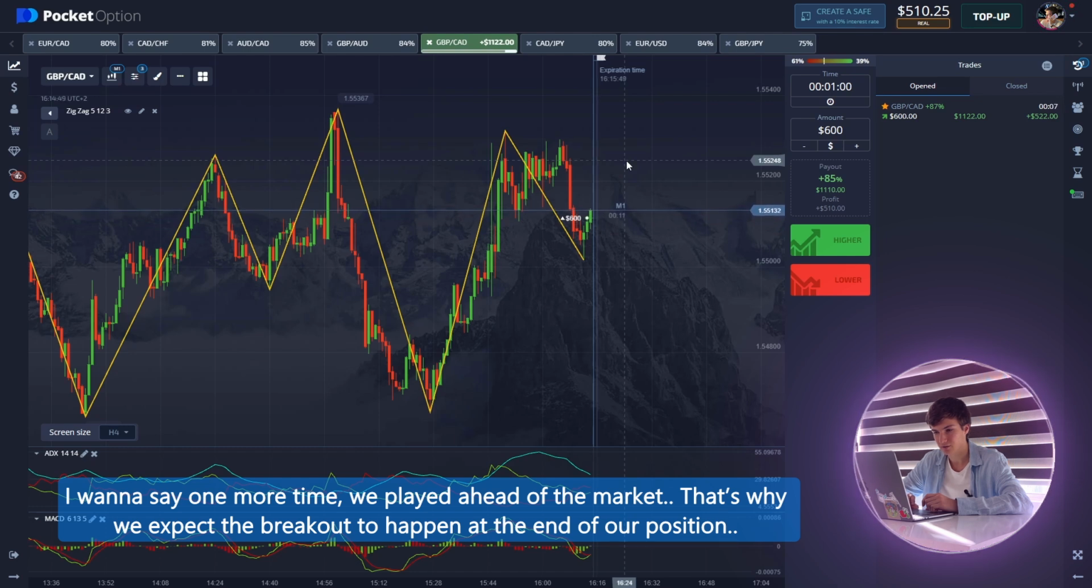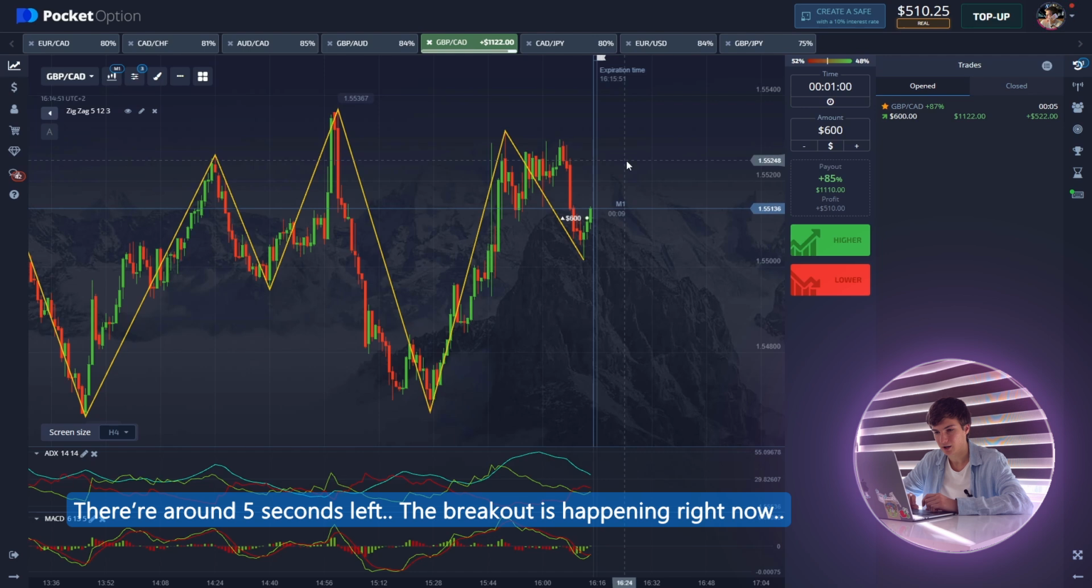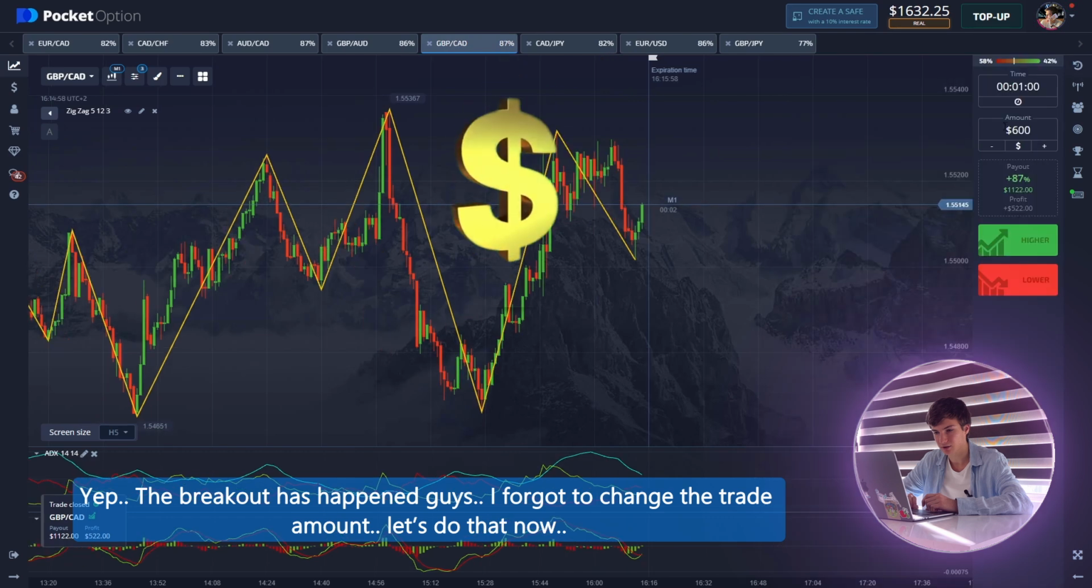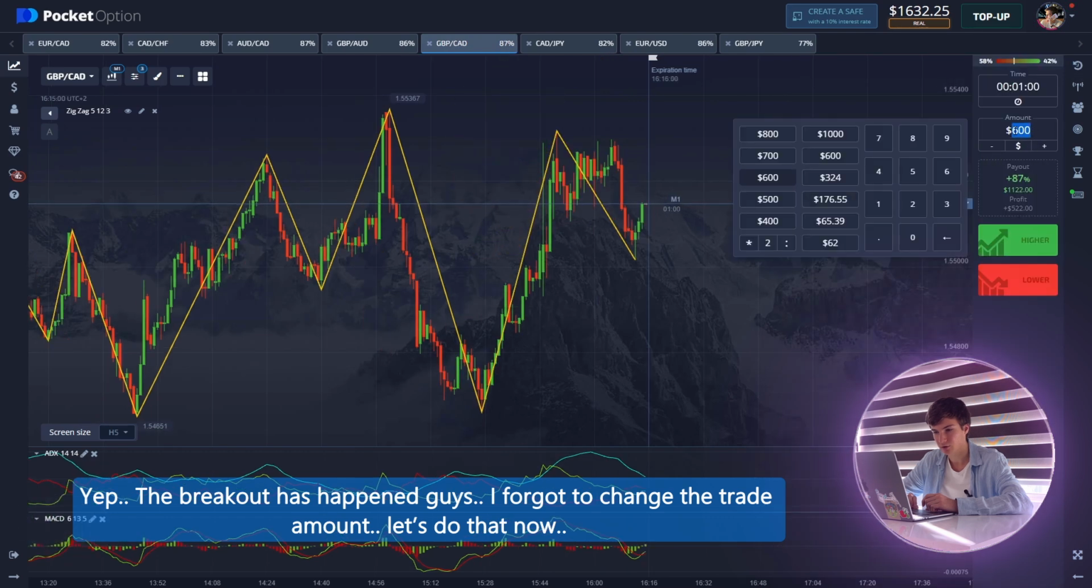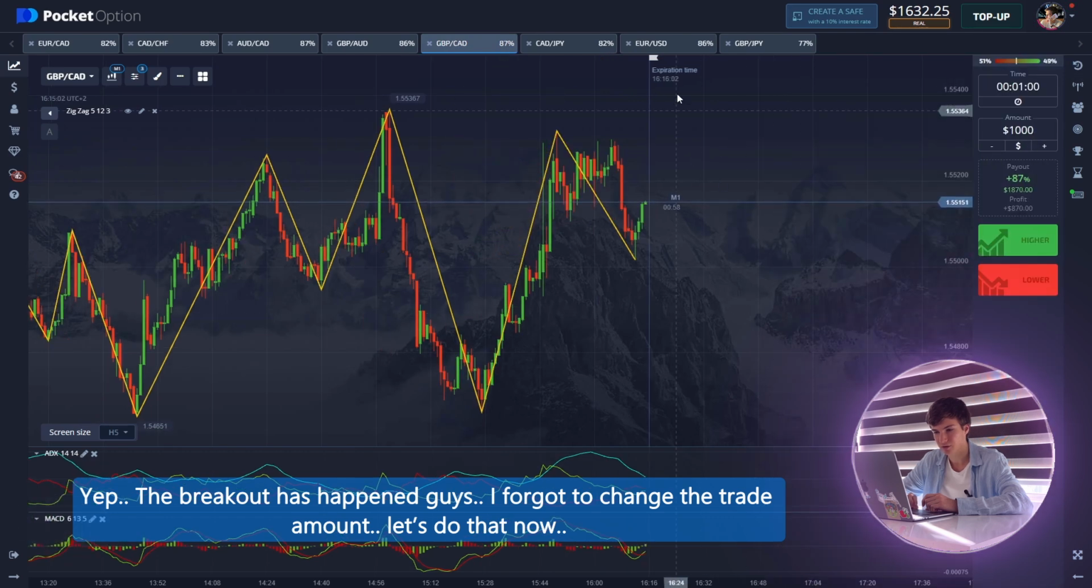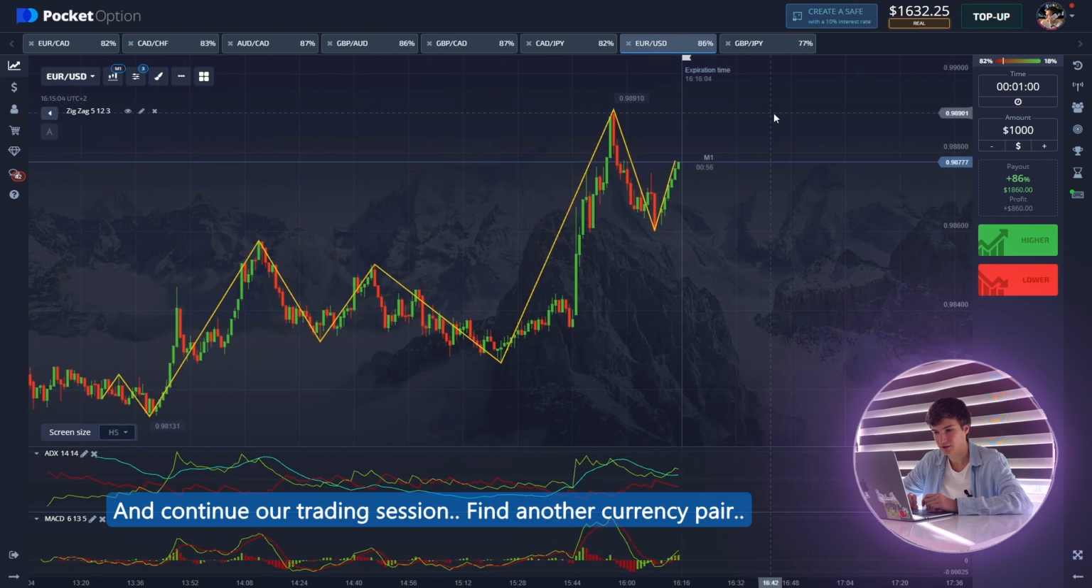the end of our position. There are around 5 seconds left. The breakout is happening right now. Yep, breakout has happened, guys. I forgot to change the trade amount. Let's do that now and continue our trading session.